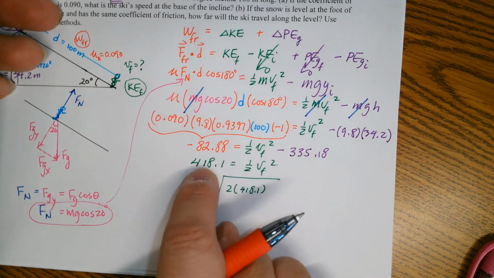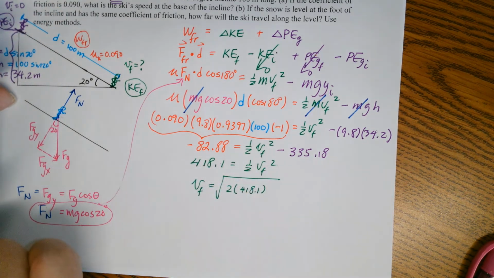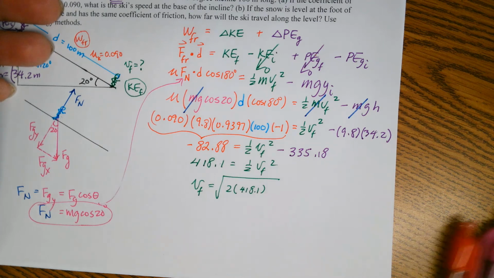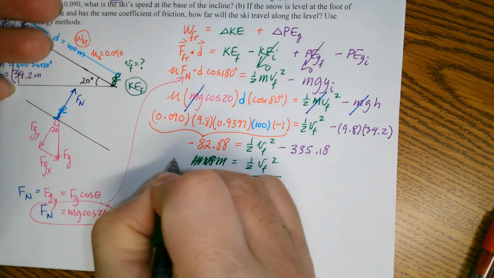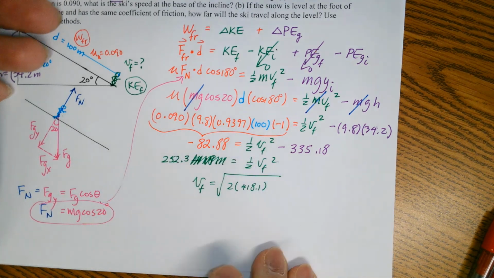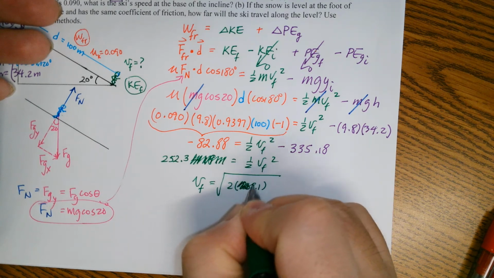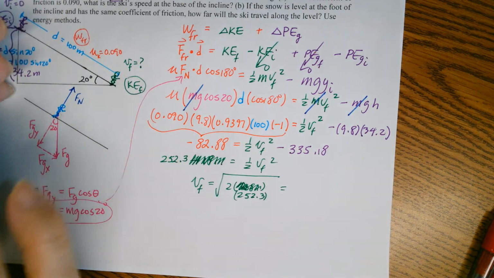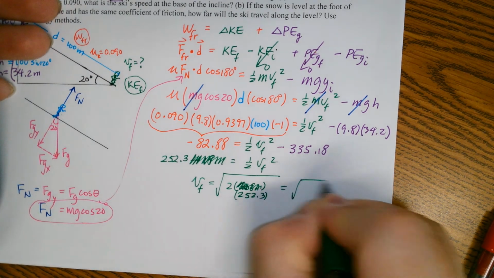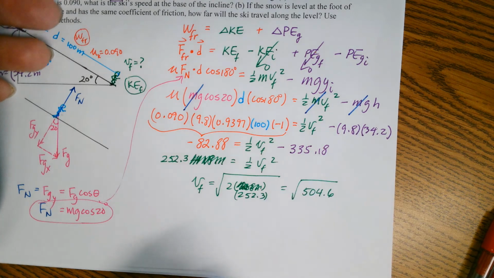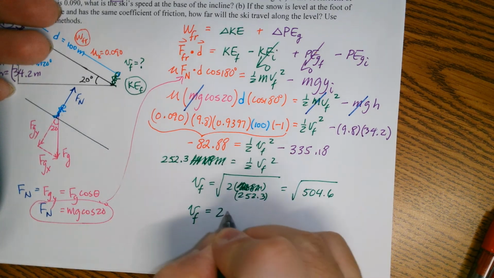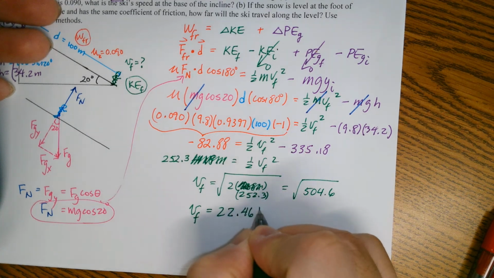And then this will be not correct, right? All right, so here, 335.18 minus 82.88 is equal to, I get 252, right? Did you get 252.3? So here, 252.3. This is a mess. 252.3. So this should be times 2 and then square root of 504.6. So my VF is equal to, I get 22.46 meters per second.